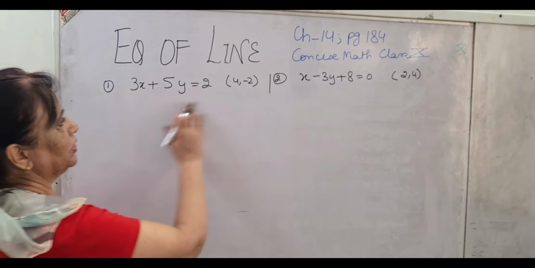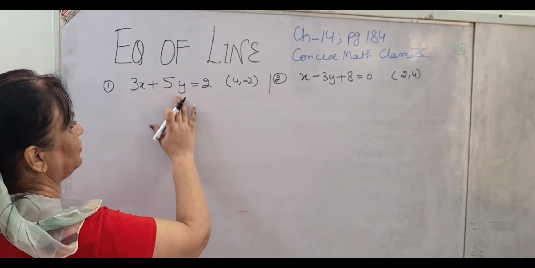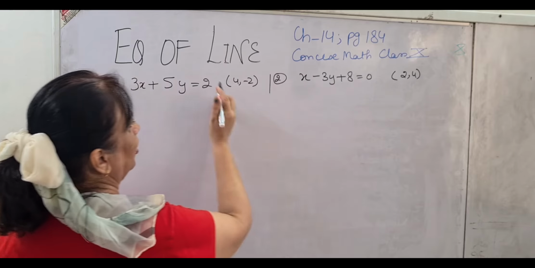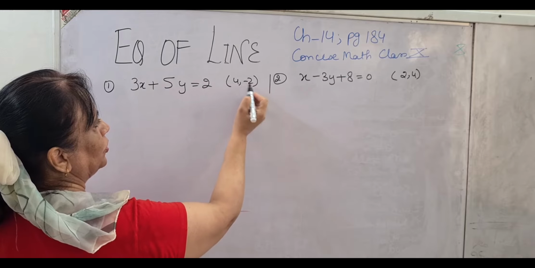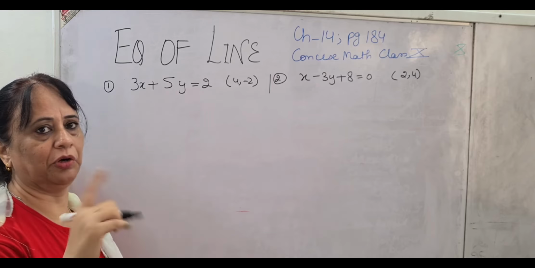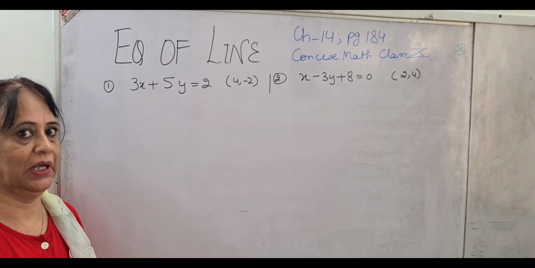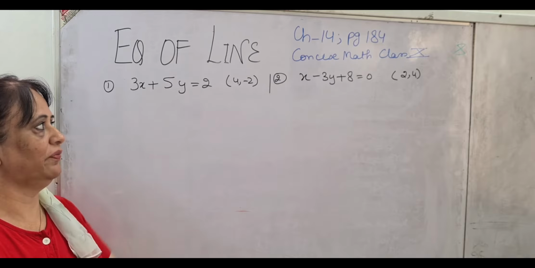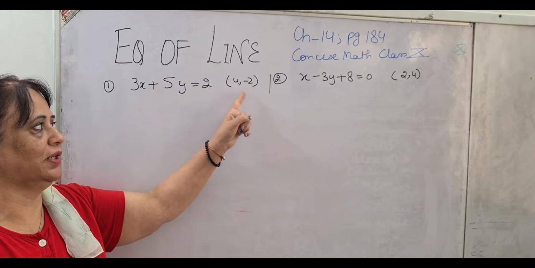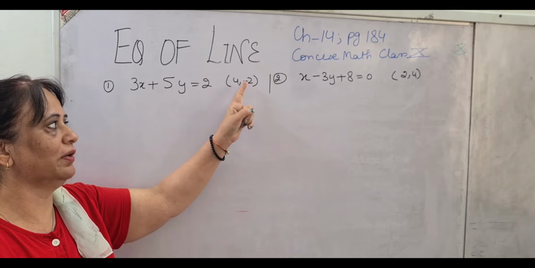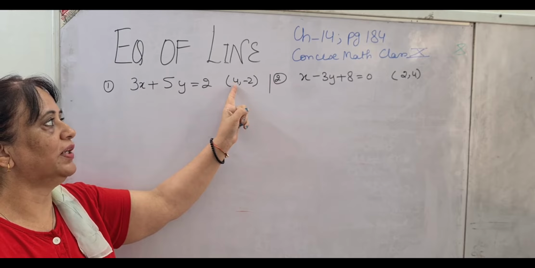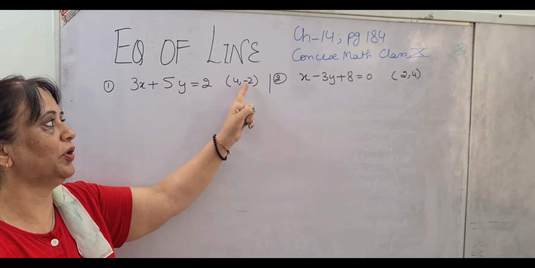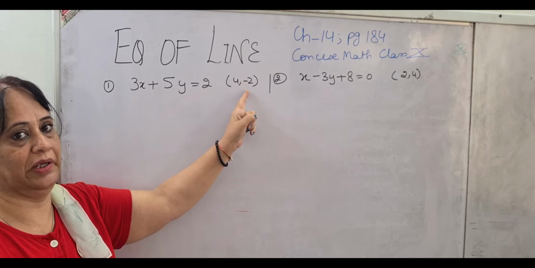See, I've written two equations on the board. One is 3x plus 5y is equal to 2 and another is x minus 3y plus 8. And along with them I have written 2 points also. You know that whenever we write a point in round brackets, it is said to be an ordered pair and you cannot change the positions of the numbers here. If x is 4, it will remain 4 only, and if y is minus 2, then it is y equals minus 2 only. The first is the x coordinate and it is abscissa, and the second is the y coordinate and it is said to be ordinate.